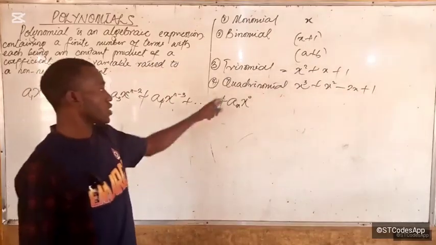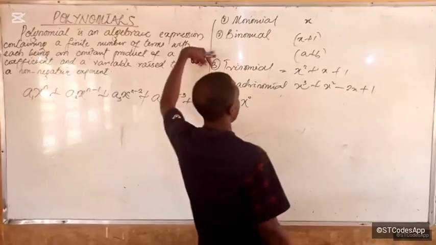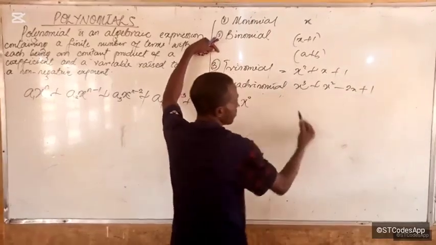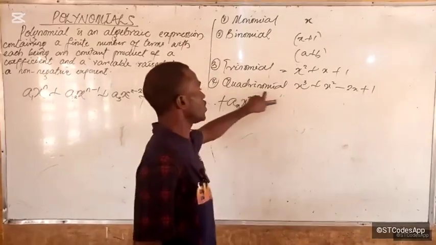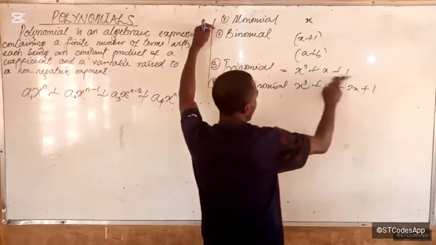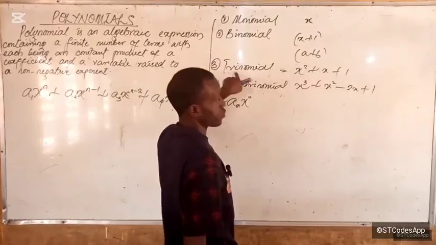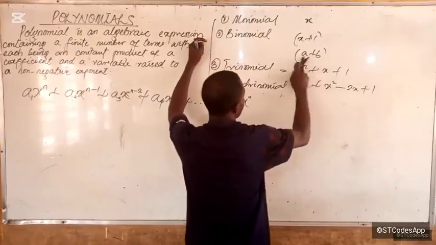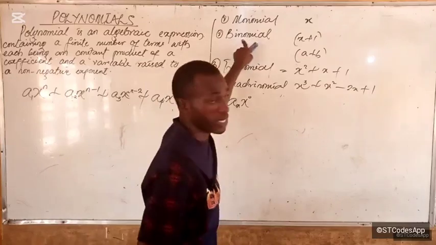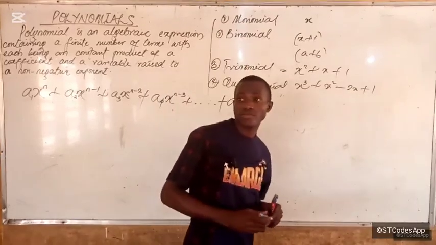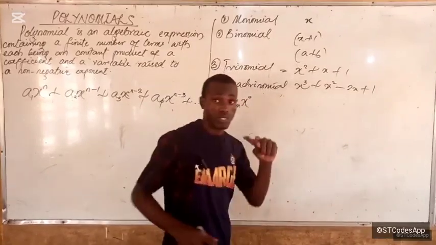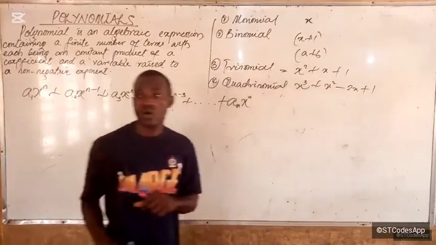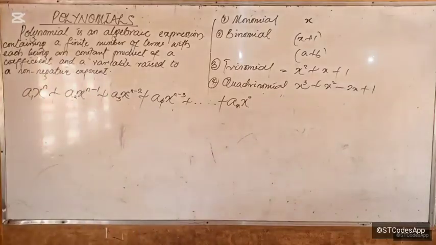So how do we know their names? It's just by counting the number of terms we have there. So here, 1, 2, 3, 4 terms are there. We call it a quadrinomial. You understand? Here we have 1, 2, 3 terms, and we have a trinomial. And a and b, just 2 terms are there, and we have a binomial. Then we also have one in which one term is there, that we call a monomial.